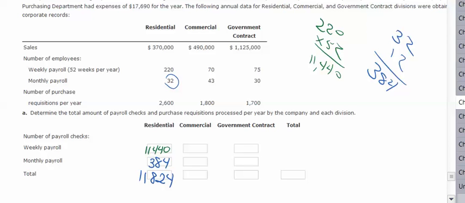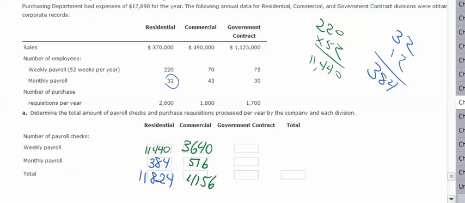For the commercial, I have 70 weekly checks times 52 weeks. That's 3,640. And I have 43 monthly checks. 43 times 12 is 516. If I add those together, 516 plus 3,640, my total payroll checks for that division will be 4,156.